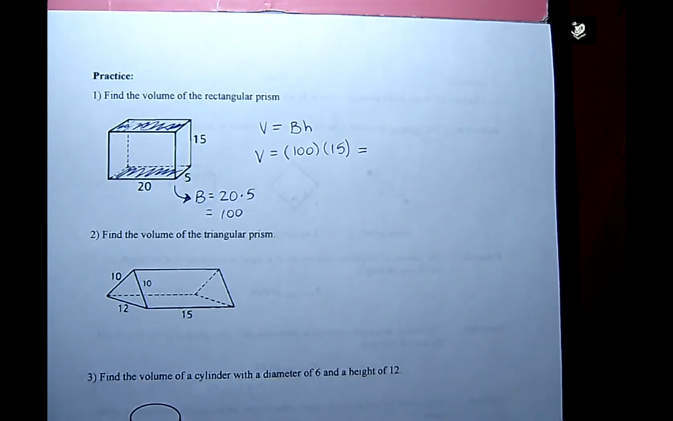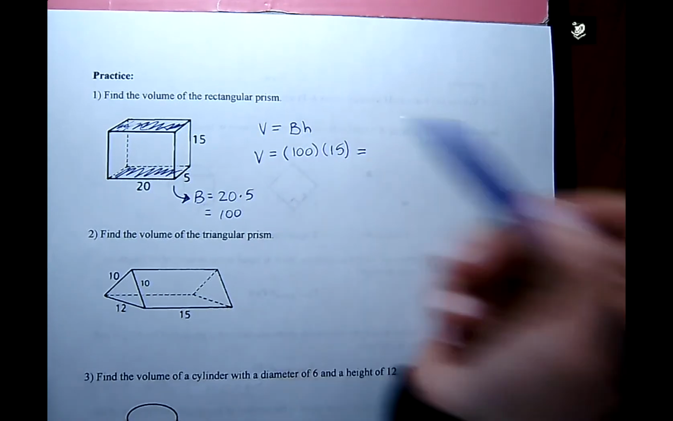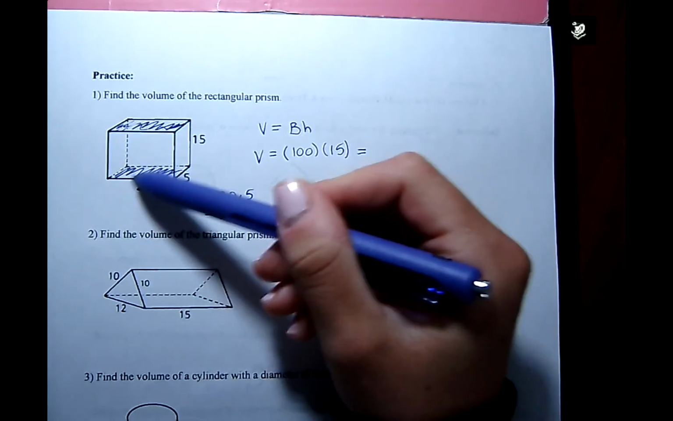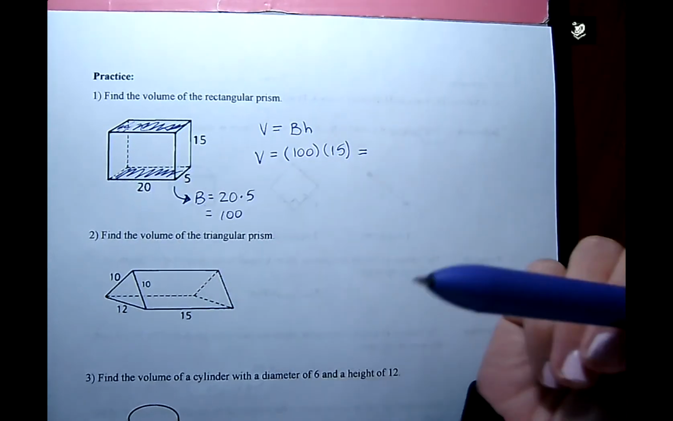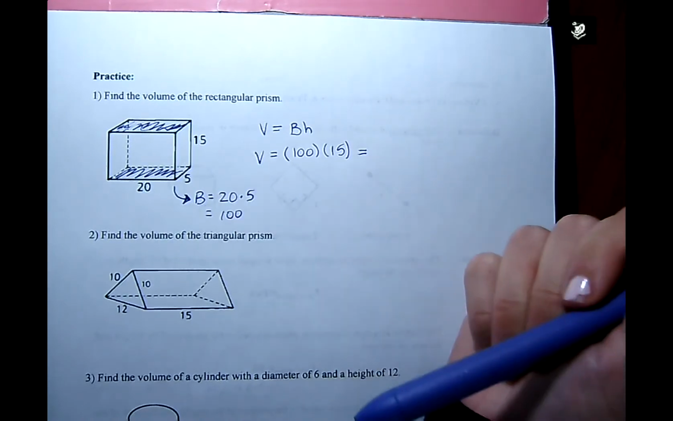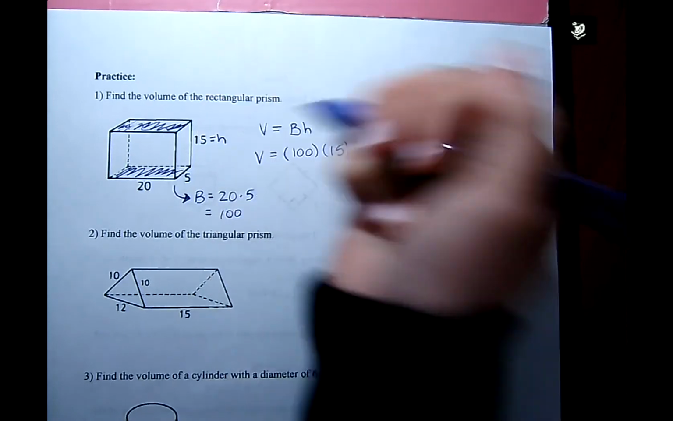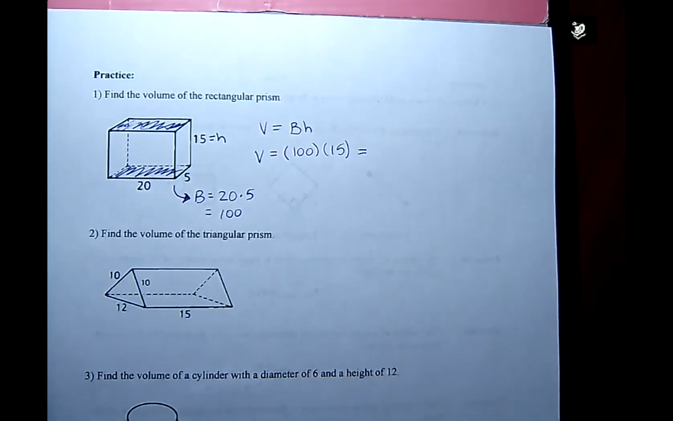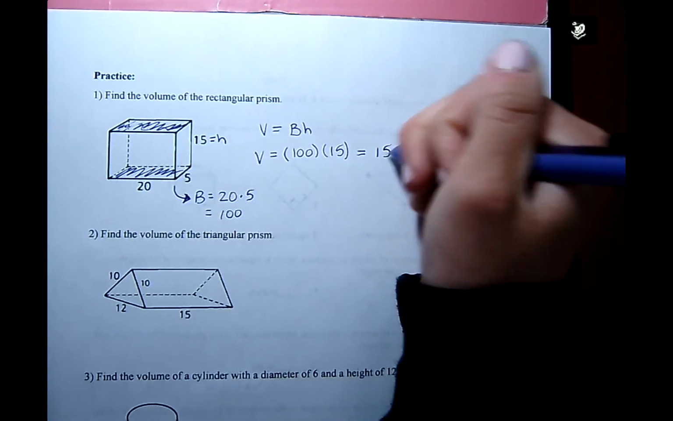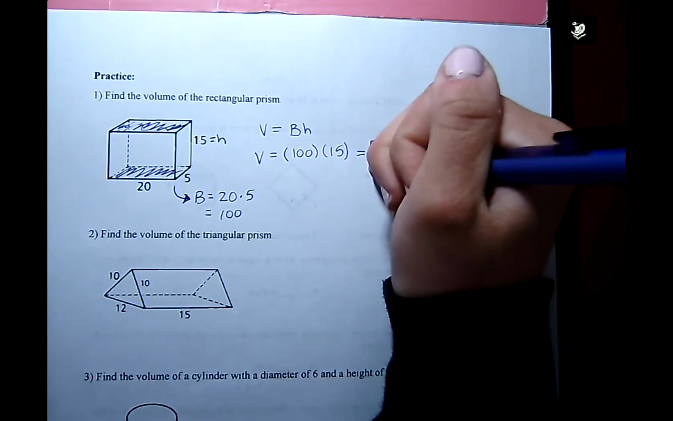So you can either use length times width times height, which is what you're used to, or you can use your base area times height formula. So I colored in my bases. It's that 20 by 5 rectangle, and I found the area to be 100. The 15 is my height. So if I multiply 100 by 15, I will get a total area of 1,500 for this rectangular prism.